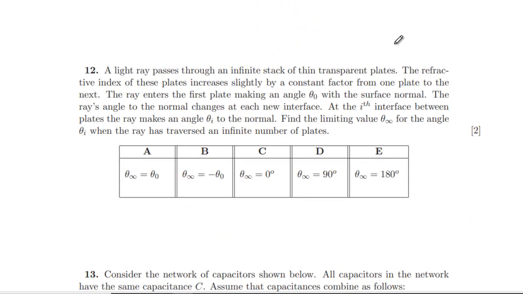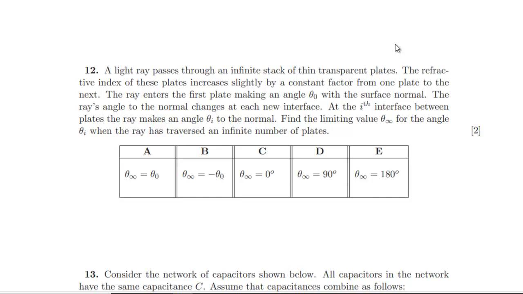A light ray passes through an infinite stack of thin transparent plates. The refractive index of these plates increases slightly by a constant factor from one plate to the next. The ray enters the first plate at an angle theta 0 with a surface normal. The ray's angle to the normal changes at each interface. Yeah, it will do. It's going to keep refracting towards the normal. So the ith interface between the plates makes an angle theta i to the normal.